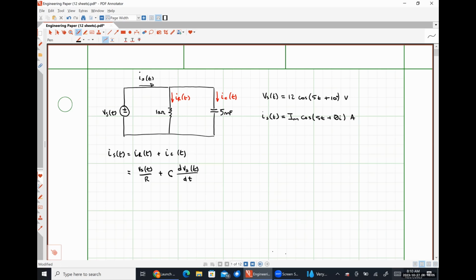Okay. So doing this math out explicitly, IR is equal to Vs divided by R, which is 12 cosine 5t plus 10 degrees volts divided by 10 ohms, which gives us 1.2 cosine 5t plus 10 degrees amps. That's just Ohm's law.